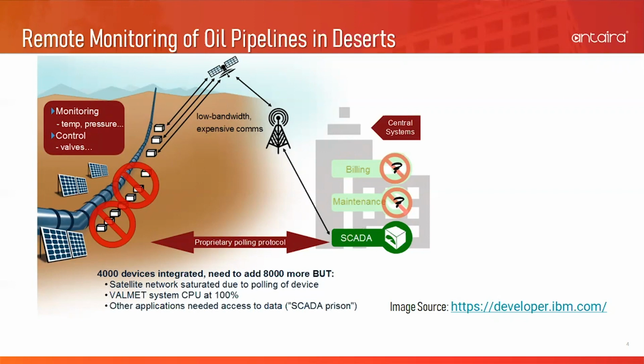Lastly, different departments such as billing or maintenance weren't able to check the status of the oil pipeline directly. They had to rely on the SCADA to do the job. All these challenges led to the creation of MQTT.